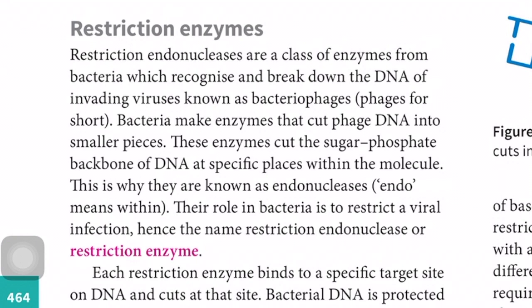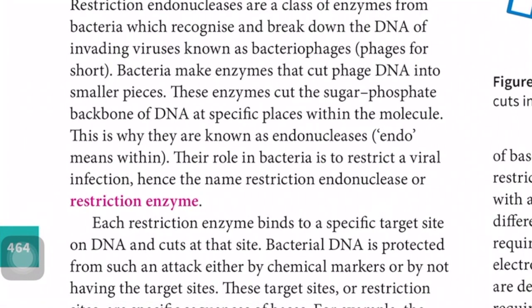Restriction endonucleases are a class of enzymes from bacteria which recognize and break down DNA of invading viruses known as bacteriophages. So restriction endonucleases are actually a class of enzymes. There are many types of restriction endonucleases, like there are many types of carbohydrases, like amylase, maltase. So this is a group of enzymes present in bacteria. They use it to break the DNA of viruses which may destroy or harm them. If they break the DNA of viruses, the viruses cannot multiply inside the bacteria. We will learn how bacteria and viruses cause infection in our chapter on immunity and infectious diseases. We have also had a brief idea in our O levels.